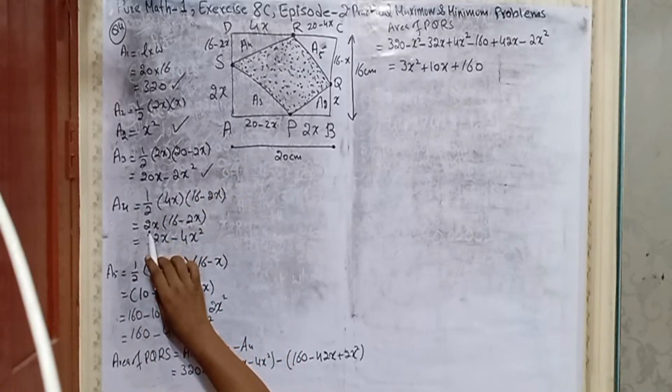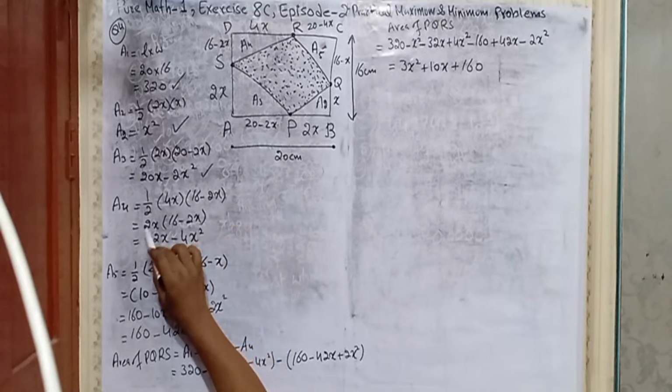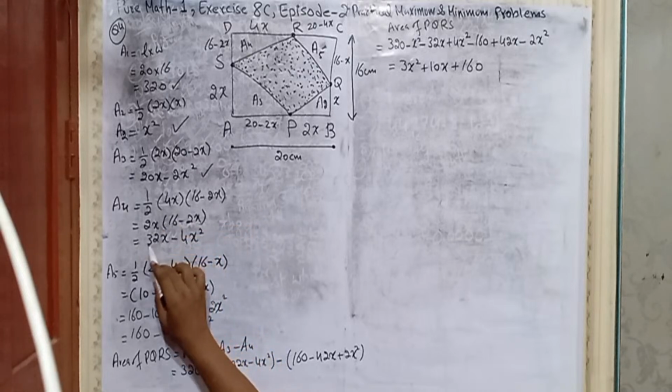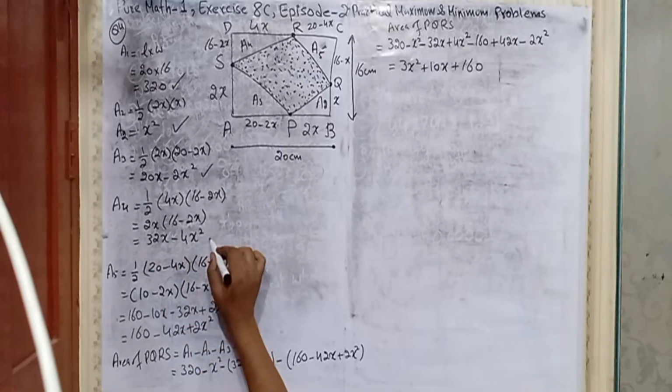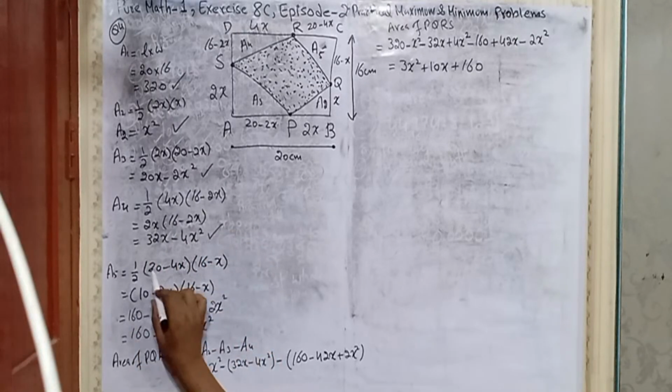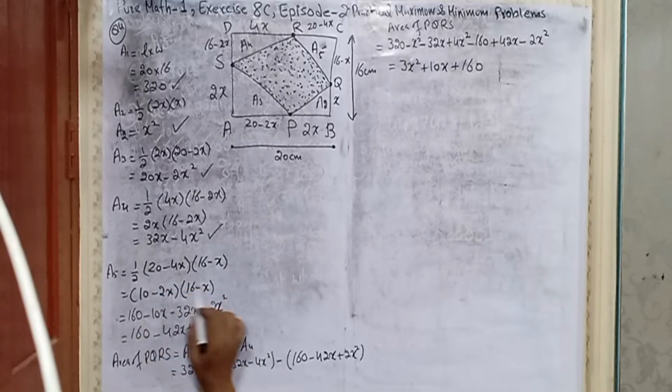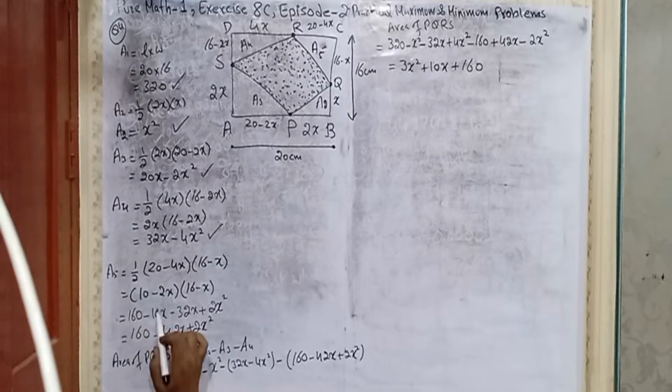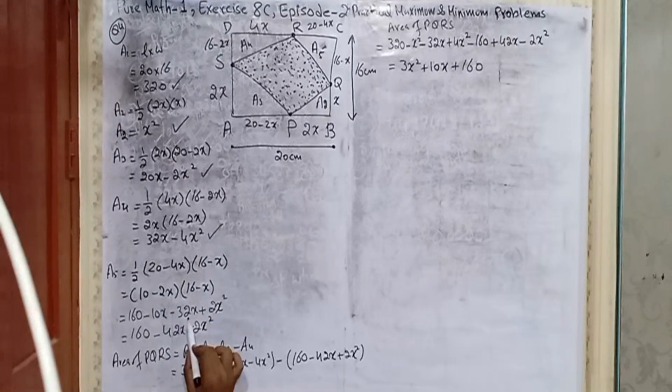This looks right. This is 2x and 4x into 16. Okay. So you're left with 2x multiplied with the 16, 32x minus 4x here. This looks good to me. Okay, this is 10 minus 2x. Okay, now these are multiplying. This is area number 5, 20 minus 4x, 16 minus x. So this will be 160 and this will be minus 10x. This will be minus 320x. This will be plus 2x here. Okay, this is 160. This will become minus 42x. This will become plus 2x here.